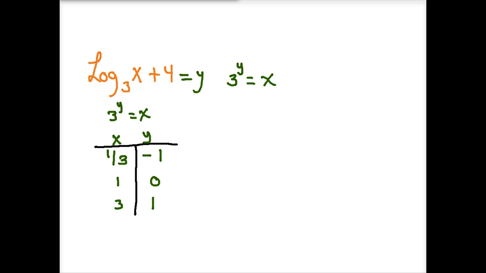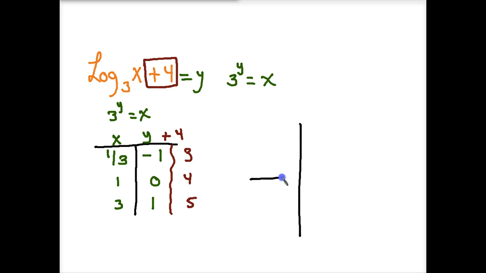So here's where the transformation comes in. For the transformation, I'm going to look here at the end, this plus 4 on the end. Because it's all by itself, it's not with the x, it's being added on. So that means I'm going to add that on to all my y values. That makes my new y values 3, 4, and 5. And now I am ready to graph.